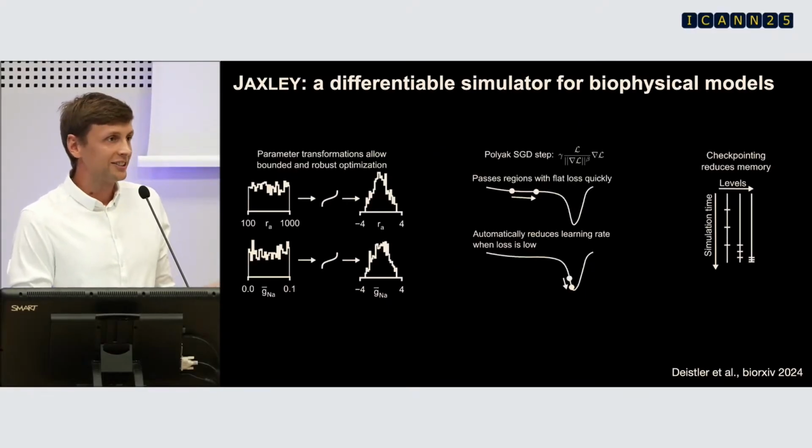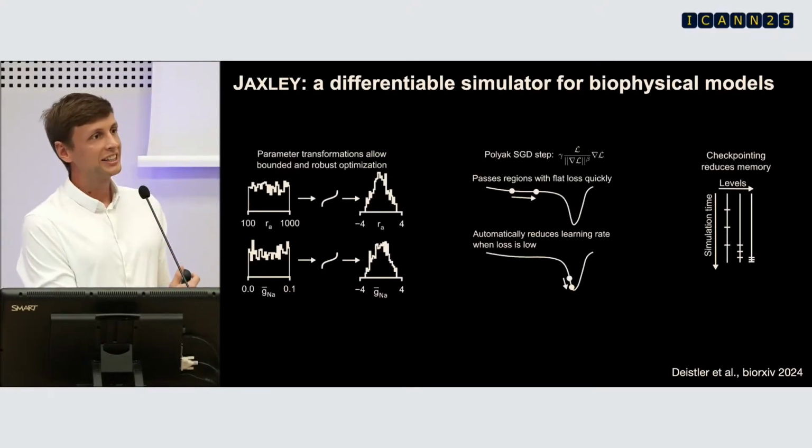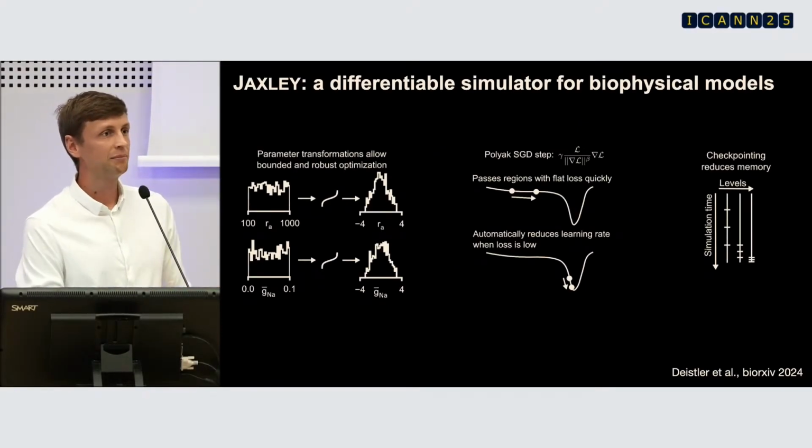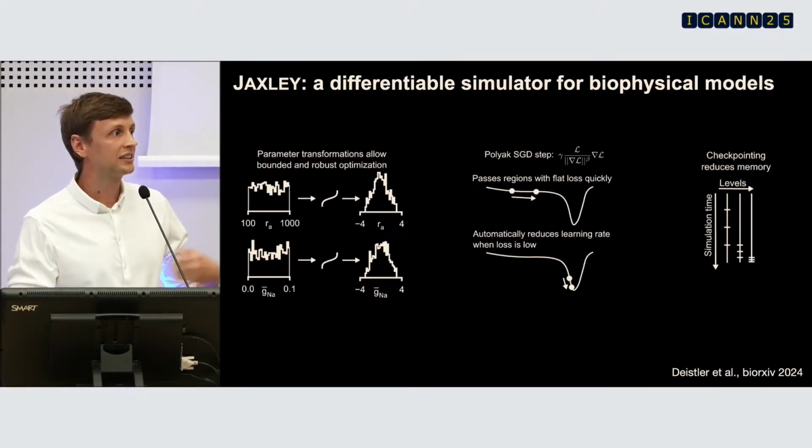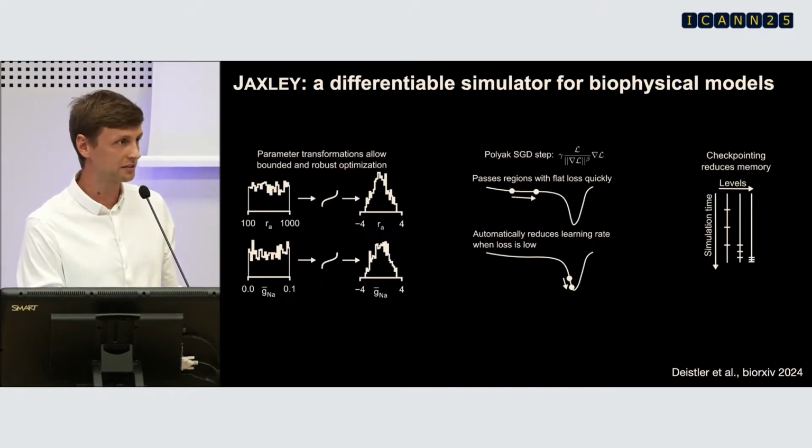Now there's one more thing, right? We can now actually perform gradient descent, but doing so can be much more challenging than training, let's say, standard deep neural networks. In particular, you can imagine there's lots of local minima. You can imagine parameters having vastly different scales. And thirdly, you can imagine that these kinds of biophysical simulations have computational graphs of many terabytes.